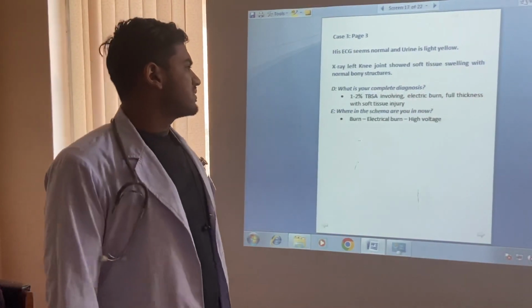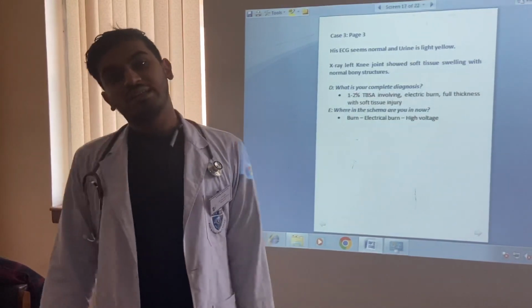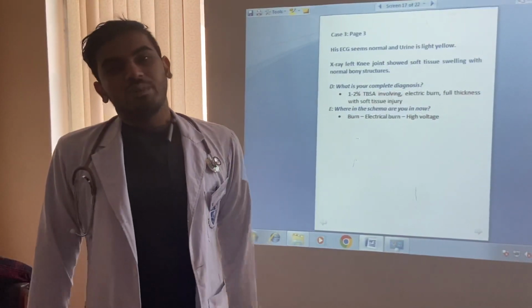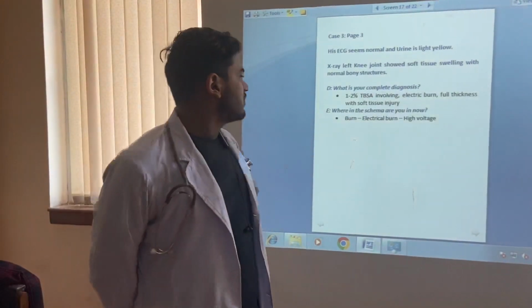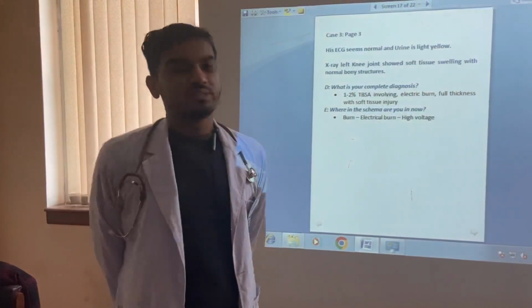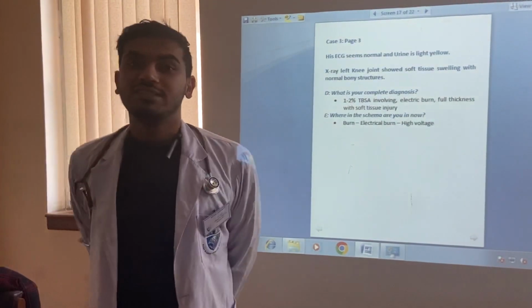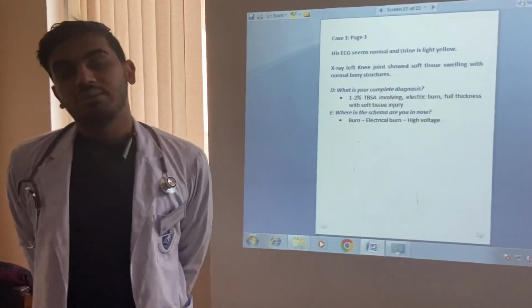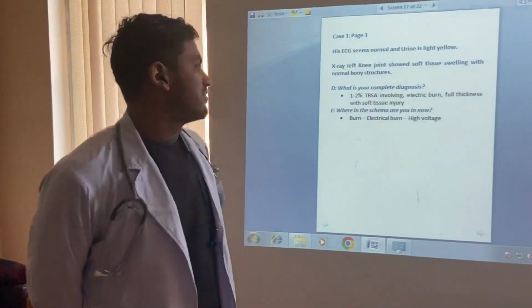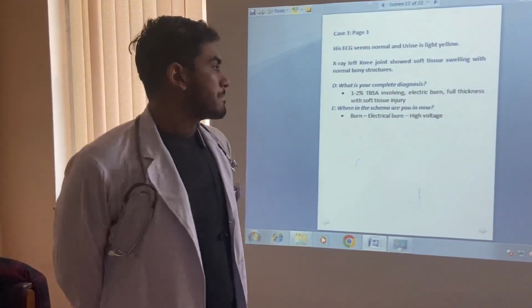And what is your diagnosis? For the diagnosis, first we have to write the percentage of body surface area involved, the cause, and the depth of the injury. So 1 to 2% of the total body surface area is involved. Cause is electric burn, and it is a full thickness and soft tissue injury, as in most cases of electric burn there is full thickness injury.